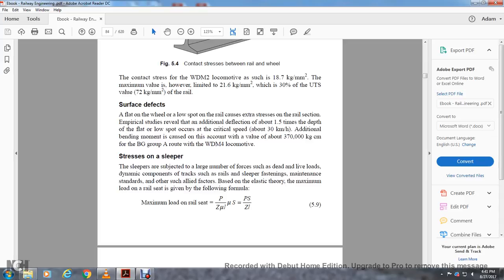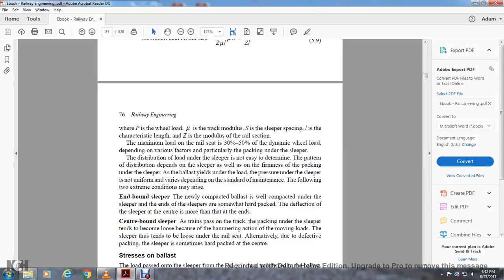Based on elastic theory, the maximum load on the rail seat is given by the following formula. Maximum load on rail seat is equal to P over Z of the track modulus, P divided by Z over the track modulus L S equals PS over... where P is the wheel load, U is the track modulus, S is the sleeper spacing, L is the characteristic length, and Z is the modulus of the rail section.